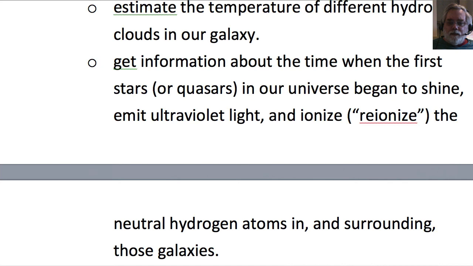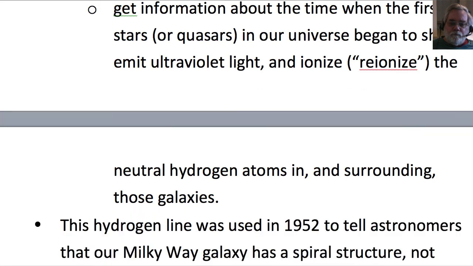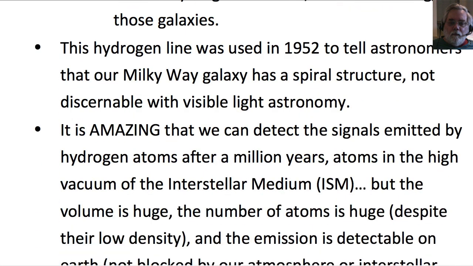and to get information about the time when the first stars or quasars in our universe began to shine, emit ultraviolet light, and ionize, called re-ionize, the neutral hydrogen atoms in and surrounding those galaxies. This hydrogen line was used in 1952 to tell astronomers that our Milky Way galaxy has a spiral structure, which you cannot see with visible light astronomy.